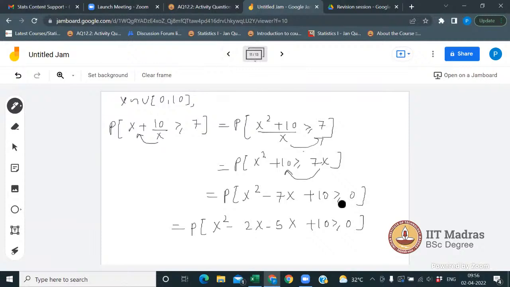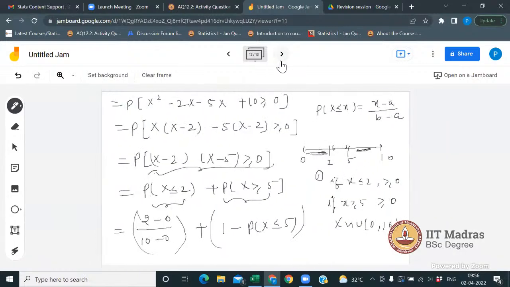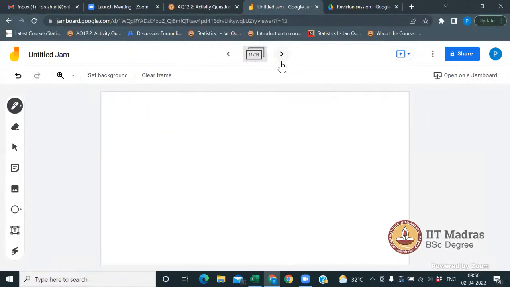Okay, someone has asked 12.4. Which question? Question number 4, sir. Actually, I had to ask question number 1, but I think it will be covered in question number 4.